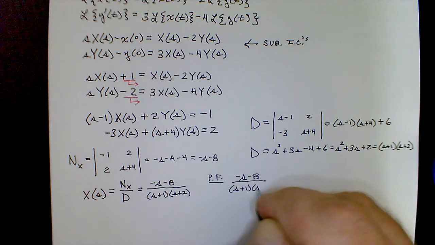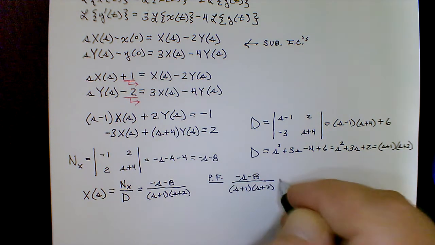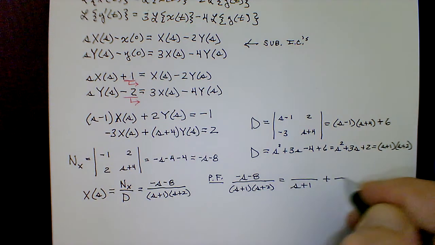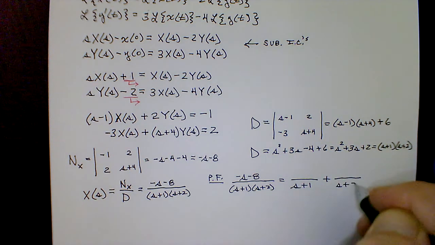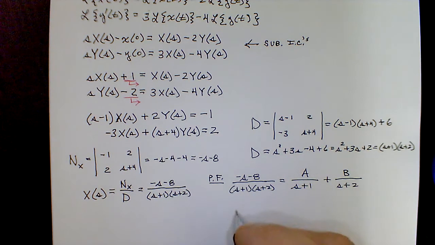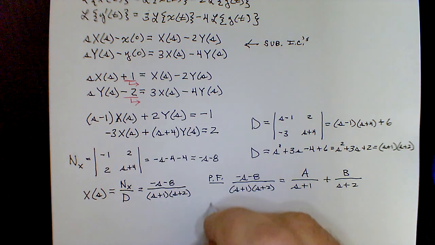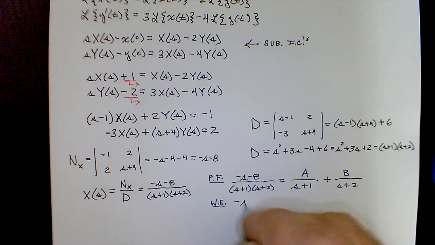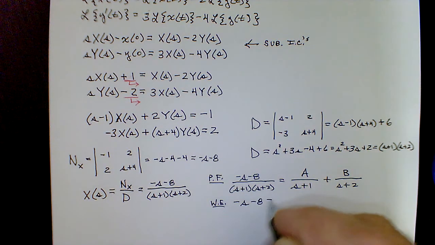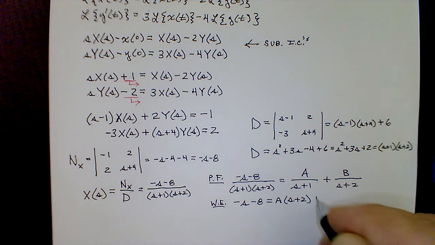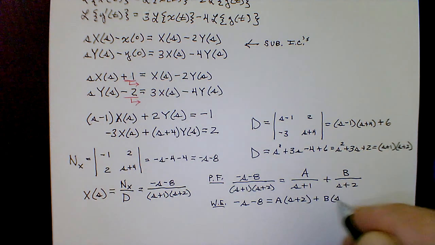So set this up for partial fractions with two fractions, one with s plus 1 in the denominator, another with s plus 2 in the denominator. Since they're both linear, just constants, so A and B respectively. Working equation: minus s minus 8 equals A times (s plus 2), and then plus B times (s plus 1).